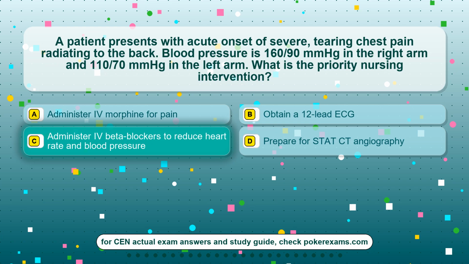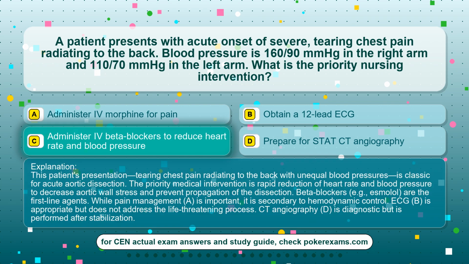The correct answer is option C, administer beta-blockers to reduce heart rate and blood pressure. This patient's presentation, tearing chest pain radiating to the back with unequal blood pressures, is classic for acute aortic dissection. The priority medical intervention is rapid reduction of heart rate and blood pressure to decrease aortic wall stress and prevent propagation of the dissection. Beta-blockers, for example esmolol, are the first line agents.